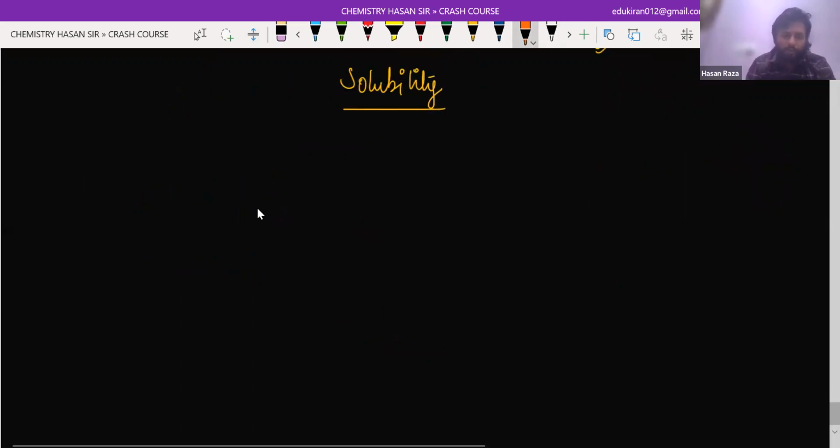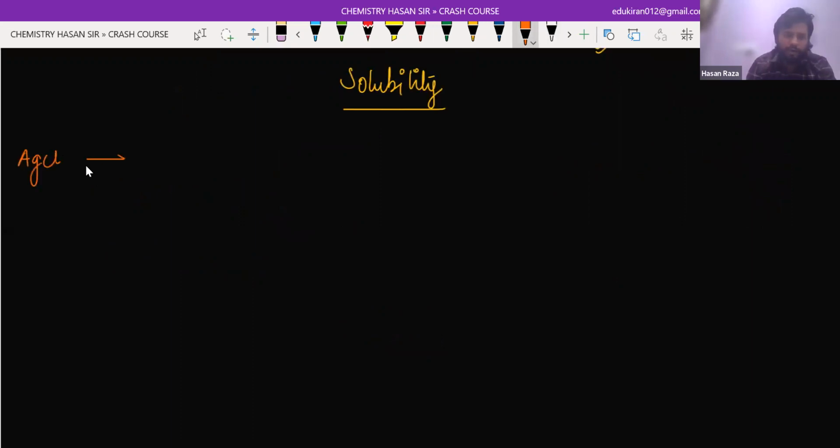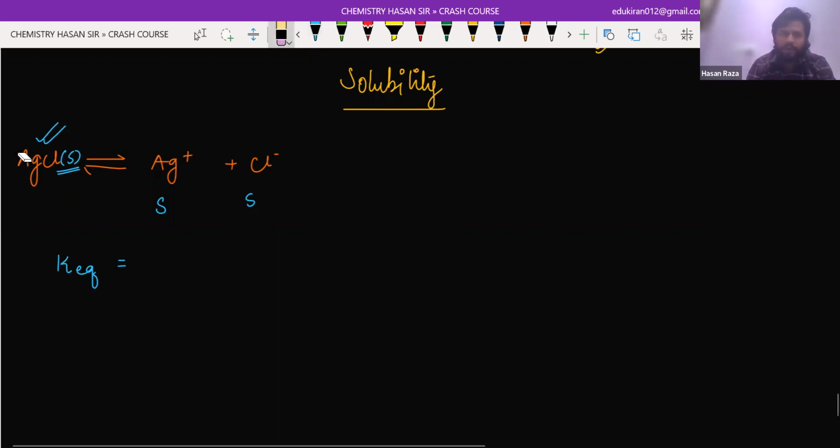Now come to the topic that is solubility. So AgCl, let's say it is dissociated into ions Ag plus and Cl minus. And let's say its solubility is S and S. So if you are going to write the chemical equilibrium constant for this, AgCl initially is in solid state, so we are not going to take this. Or you can write it like this. You can justify it in the way.